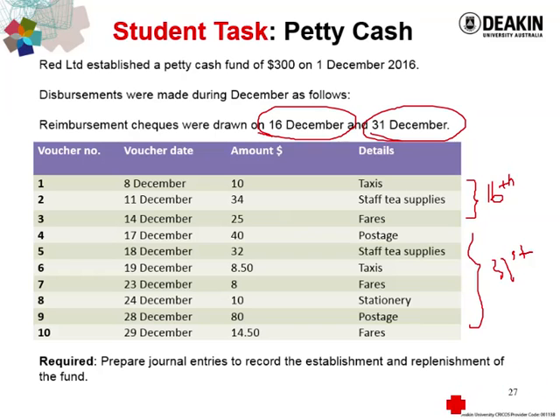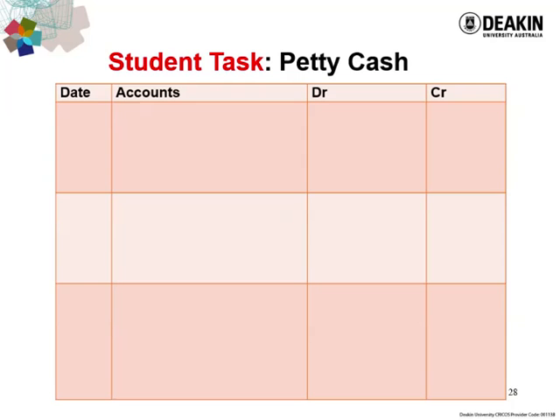And some of the transactions can be grouped because they are of similar nature. For example, if you talk about taxis and fares, they can be grouped as travel expenses. So what does this mean? So let's go through the journal entries and you can see a clearer picture. On 1st of December, when we set up the petty cash, we debit petty cash 300 and we credit cash 300.